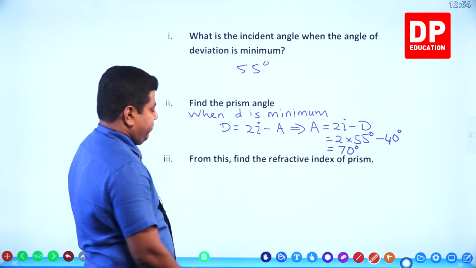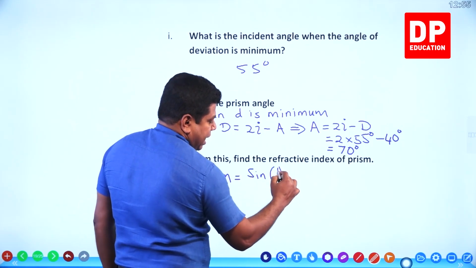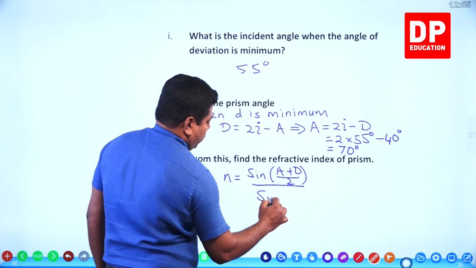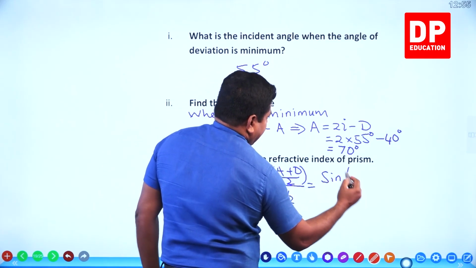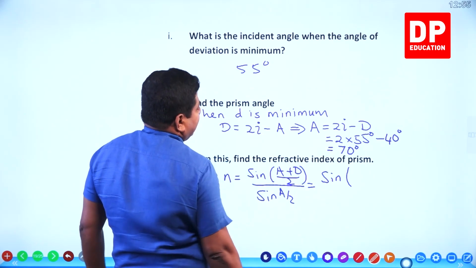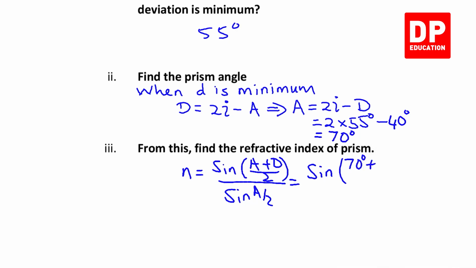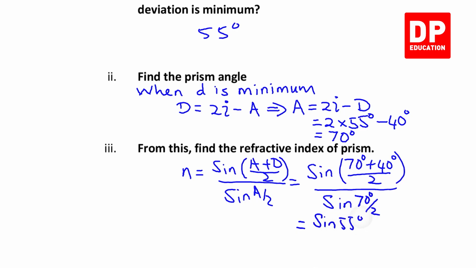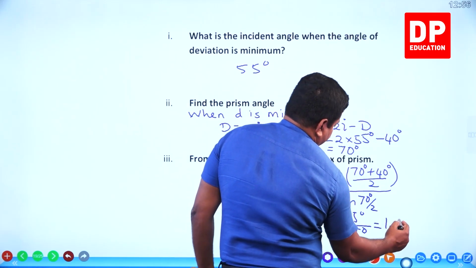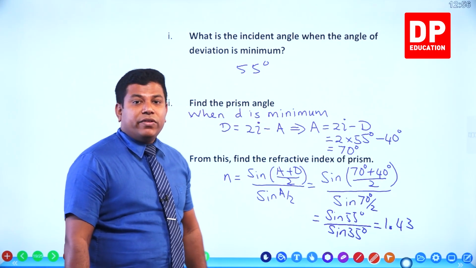From this, find the refractive index of the prism. n will be sine of (A plus D) by 2 over sine A by 2. A plus D by 2: A is 70, D is 40, by 2, divided by sine A by 2. A is 70. That is sine 110 by 2, sine 55 degree, divided by sine 70 by 2, which is sine 35 degree. Use the sine table, substitute sine 55 and sine 35 and get the answer. The answer is 1.43. 1.43 is what we are getting for this, right?